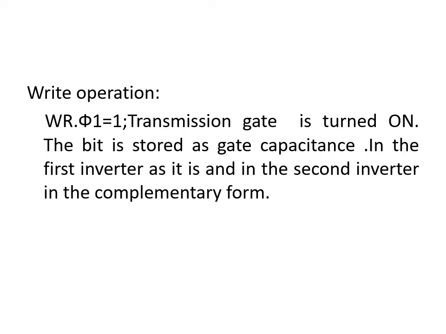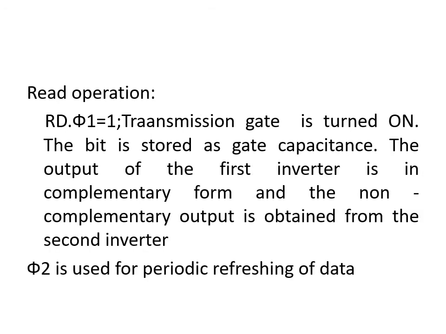So let us look into the write operation. For write operation, write into phi 1 is equal to 1, hence write into phi 1 whole bar is equal to 0. The transmission gate is turned on. The bit is stored as gate capacitance in the first inverter as it is, and in the second inverter in the complementary form.